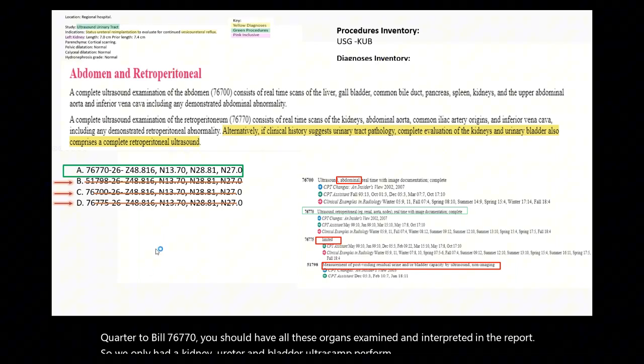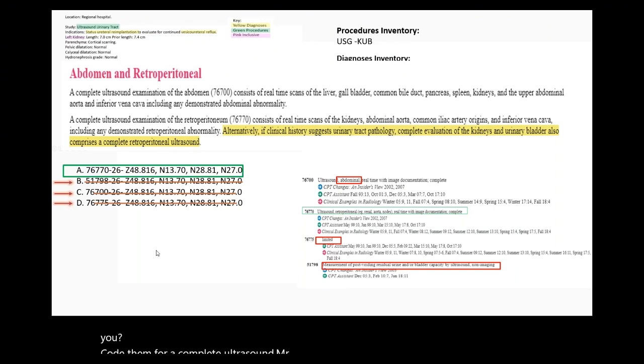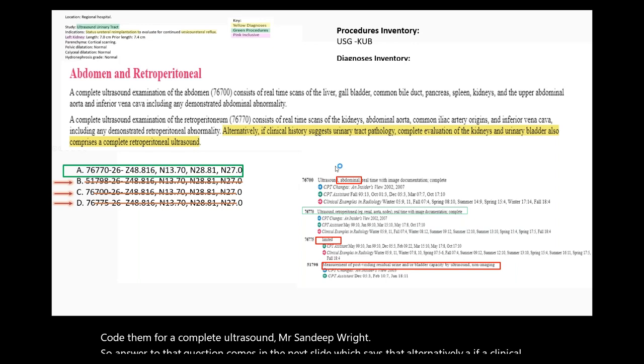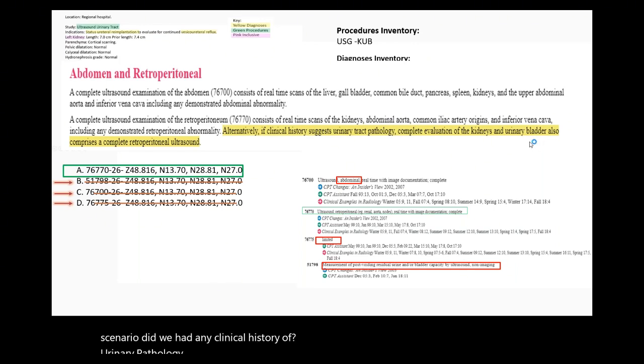So you would ask me, how do you code them for a complete ultrasound, Mr. Sandeep, right? The answer to that question comes in the next slide, which states that alternatively, if a clinical history suggests a urinary tract pathology, in such cases, a complete evaluation of kidney and urinary bladder also comprises a complete retroperitoneal ultrasound. Which means, in our scenario, did we have any clinical history of urinary pathology? Can you see any history of urinary tract pathology? Yes, isn't it?